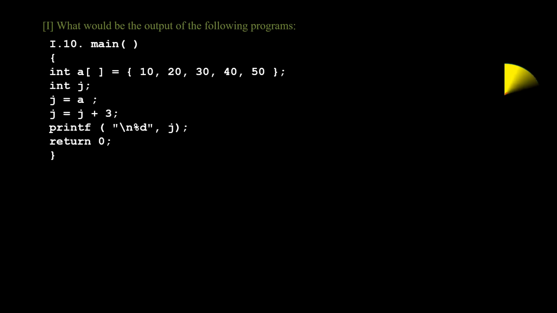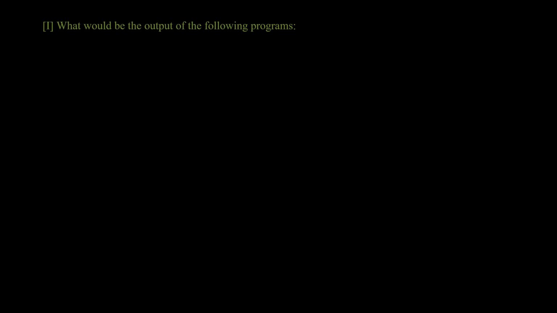I'll start the timer. Answer. Yes, an invalid value will be printed, which is a junk value, because here j is not a pointer. So when we are assigning a to j, a is actually the address of the array, and when that is assigned to j, it will not hold the address, but it will have some junk value, and incrementing j by 3 will actually not point to the fourth element of the array, but it will have some junk value. Let's see the next question.